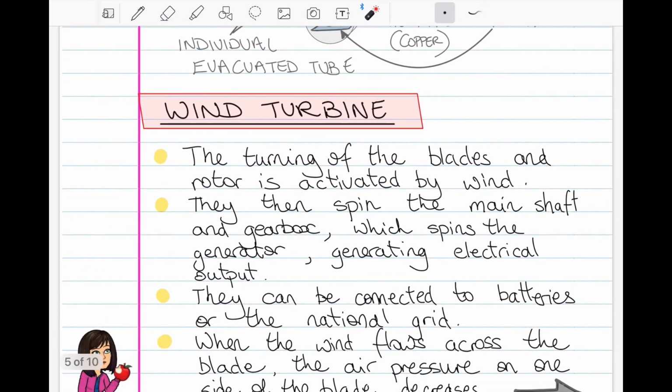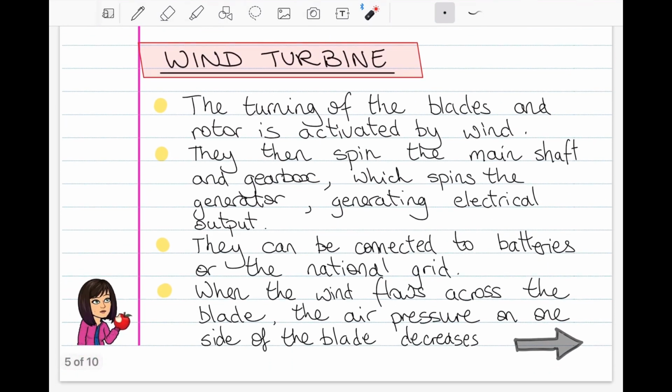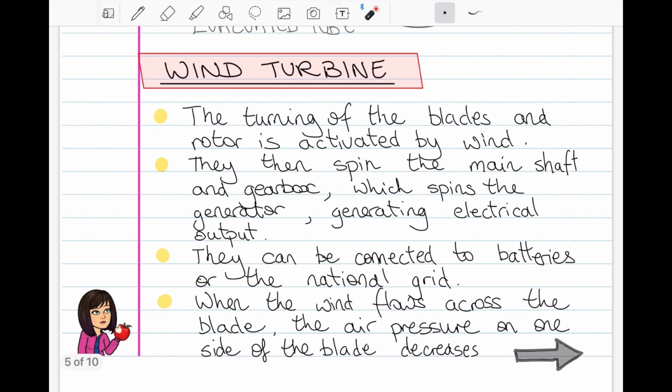Now, we're on to the wind turbines. So the second element they wanted us to discuss was the wind turbines. And effectively, the turning of the blades on the rotor is activated by wind. So what is a wind turbine? It's basically a big windmill type thing, only mill is the wrong word. It has three blades which are activated by the wind. The wind spins the blades, which then generate electricity.